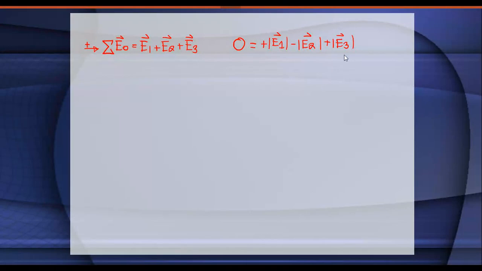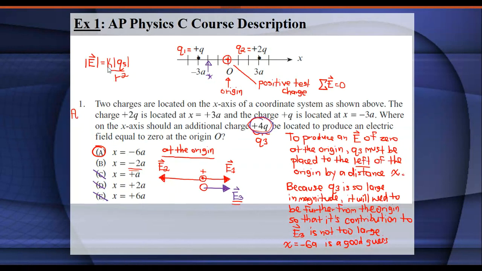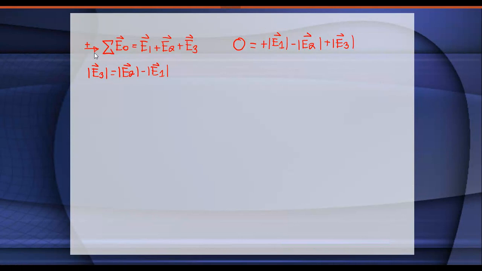Okay, I'm going to take this equation and manipulate it for E3, because E3 is going to contain that unknown distance we're looking for. So E3 would be equal to, moving these two over to the other side, E2 minus E1. Okay, now we're going to plug in our equation for electric field magnitude, which is this equation, and we're going to do it for all three of these electric field contributions.